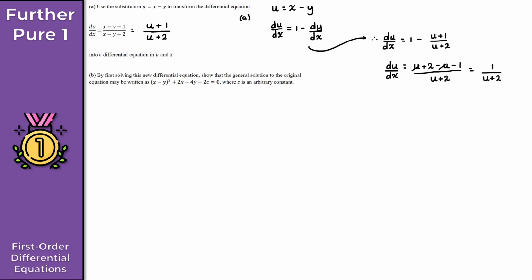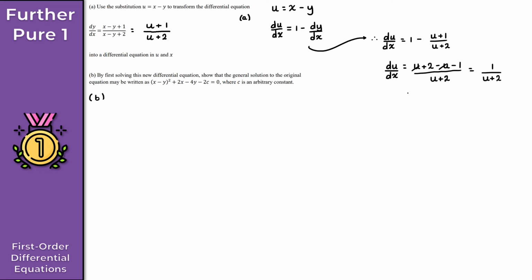Now for part B here, this is actually pretty straightforward. In fact, it's more of an A-level maths problem than an A-level further maths problem, because all I want to do here is solve this differential equation. So du by dx is equal to 1 over u plus 2. And the way that we're going to do that is by separating the variables. So for part B, let's just separate the variables.